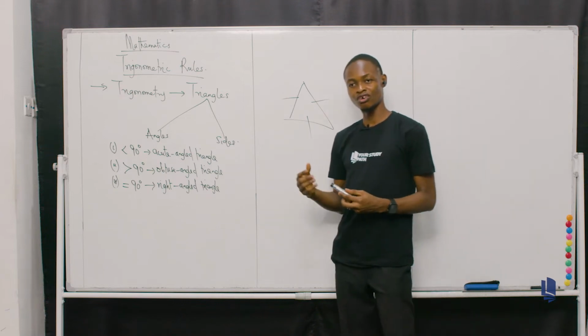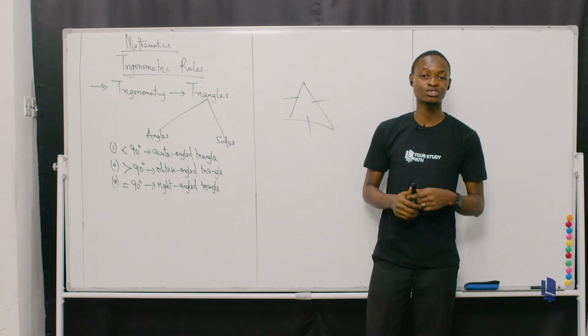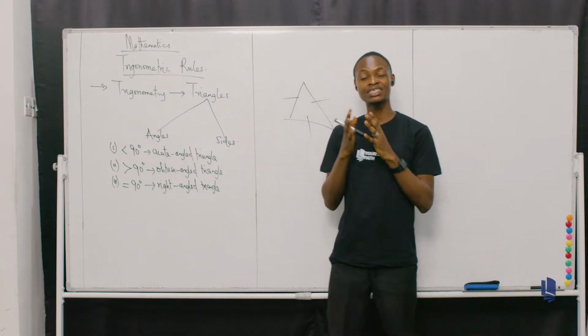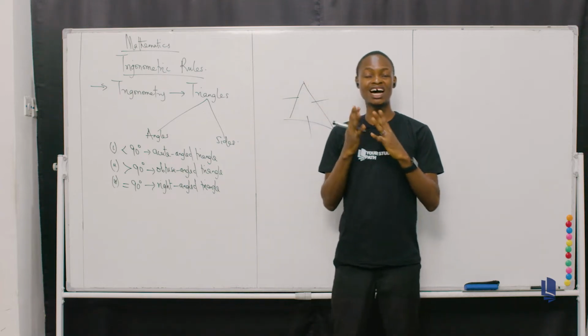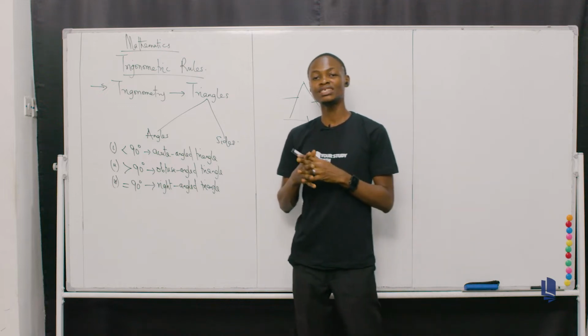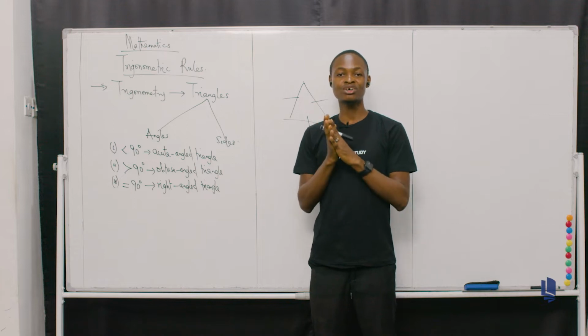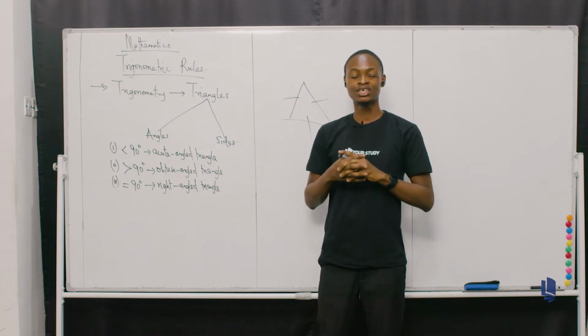Now, of course, elementarily, we have discussed the concept that whenever you have an angle that is less than 90 degrees, it is called an acute angle. Any angle that is greater than 90 degrees is called an obtuse angle. And then any angle that is exactly 90 degrees is called a right angle.